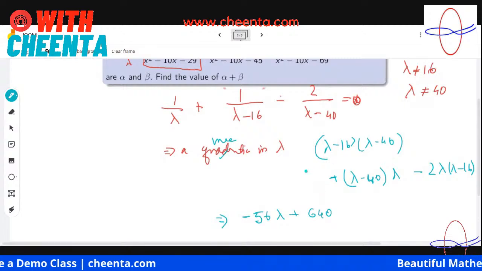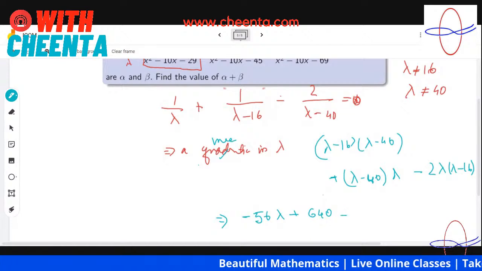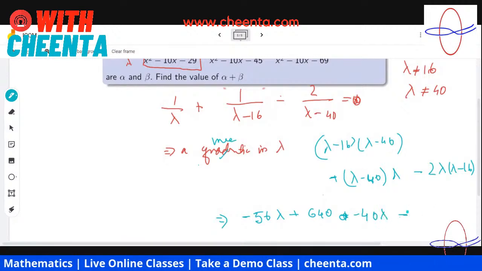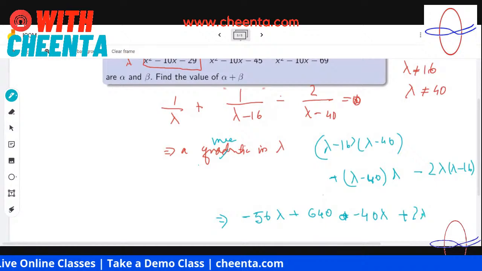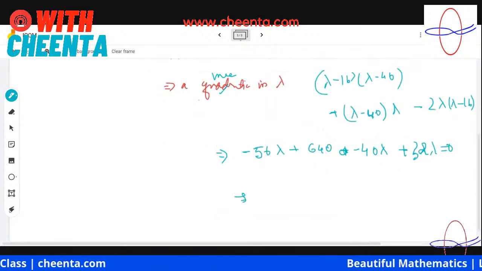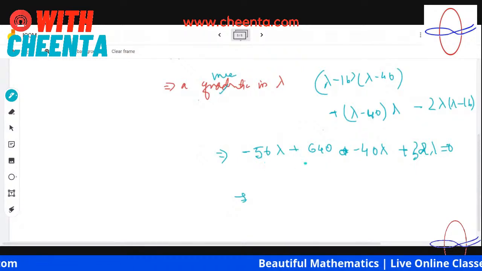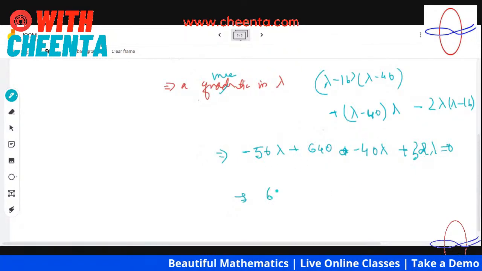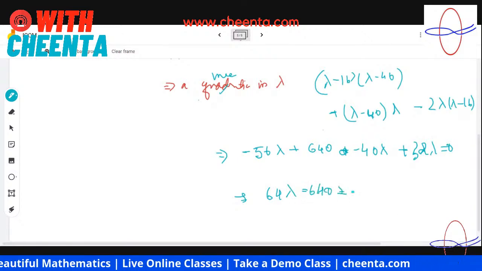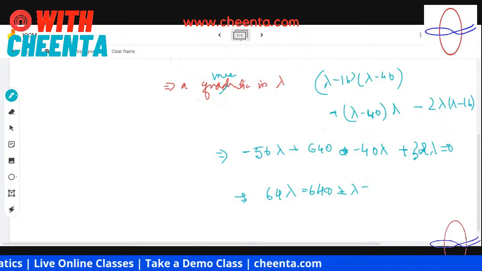Okay, one second, what really happened? Yeah, plus lambda square will get minus, so minus 56 lambda minus 40 lambda plus 32 lambda is equal to 0. So what you got is minus 96 plus 32. So you get 64 lambda is equal to 640. So you get lambda is equal to 10. Perfect. So you can easily get lambda is equal to 10.